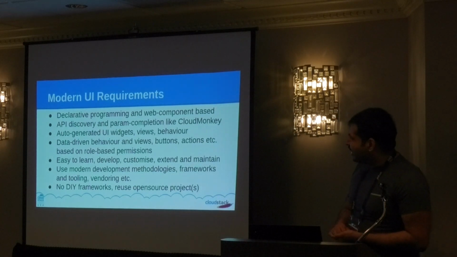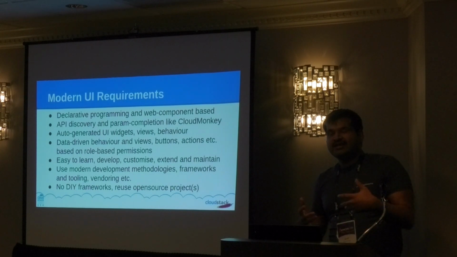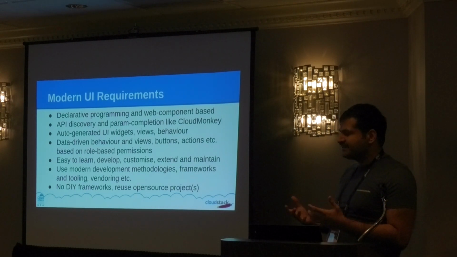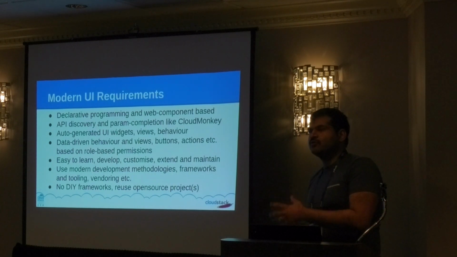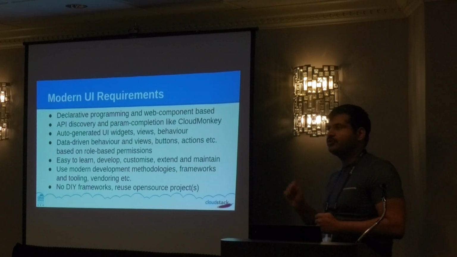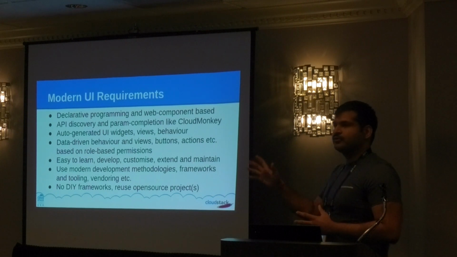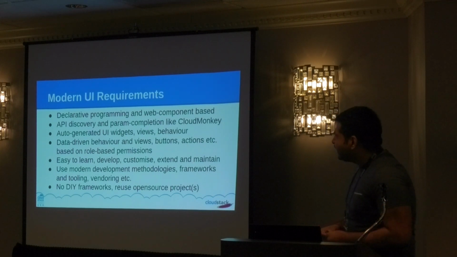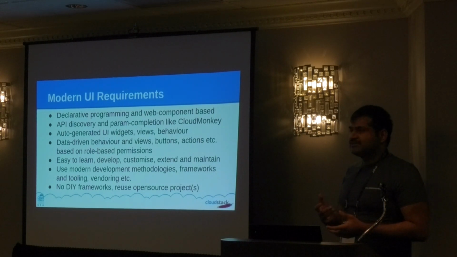So now I've been struggling with the idea that let's do a modern UI that's kind of declarative. That means I just say, go and display this. I don't need to tell the UI in terms of code how to show that exactly from a DOM point of view, how to actually display the data. I just say go and display this data. I don't care how you display this data. And I want the new UI to have API discovery and parameter completion like CloudMonkey.